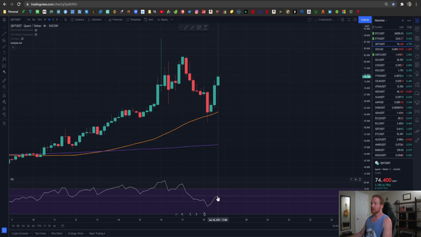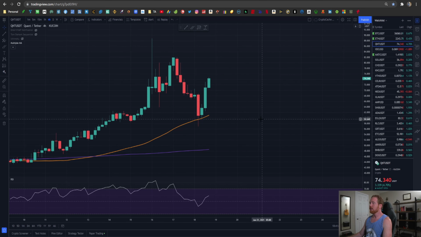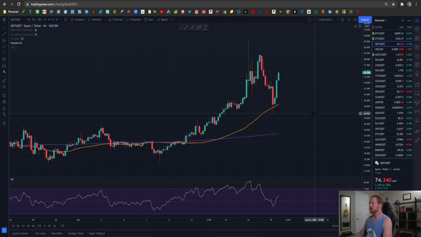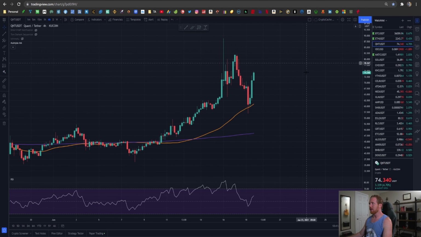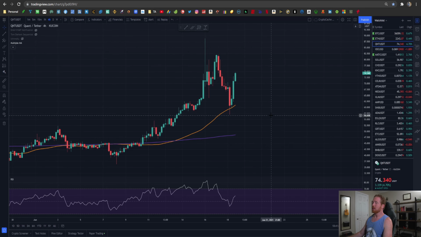But the RSI is still low. So generally speaking, it's still considered good value based on the technicals alone. There's a good chance that QNT could continue to rise back up. I would foresee that QNT will probably enter a state of consolidation for the next few days. That's my guess, just based on the fact that it's been overextended for some time now. But again, there are reasons why it's going up. So again, do your research.